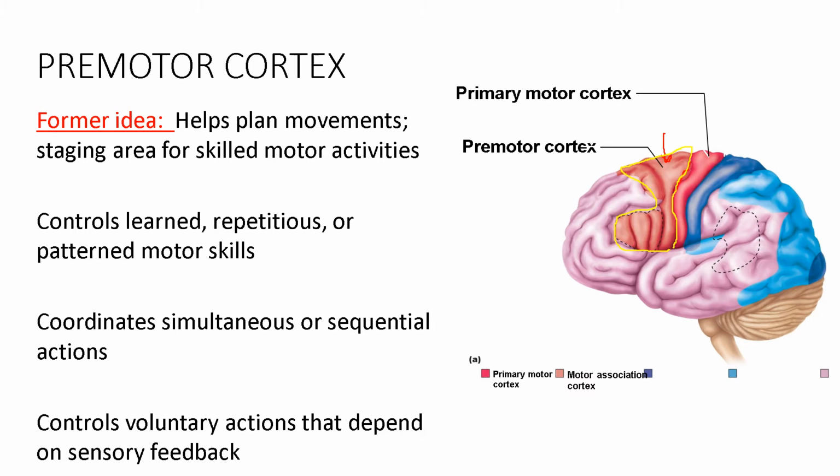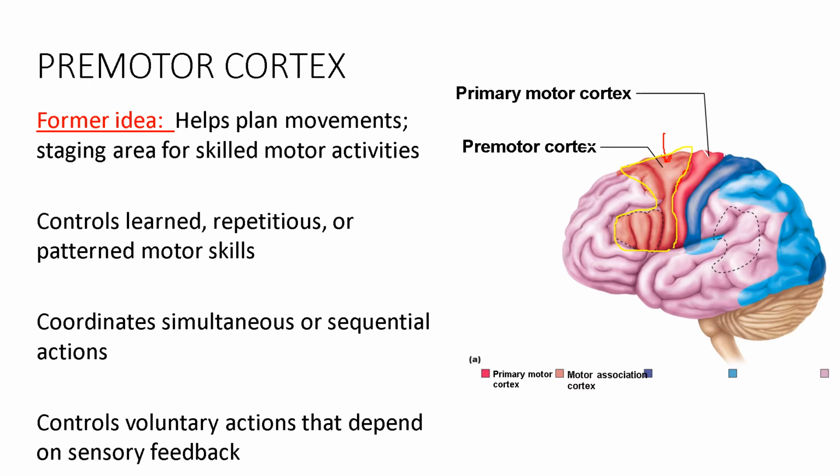Like the primary motor cortex, this area of the brain contains upper motor neurons that are in charge of controlling voluntary movement in the body. For many years, neuroscientists thought the main function of the premotor cortex was to plan motor activities that would then be carried out by the primary motor cortex. What kind of movements? Learned or skilled, or repetitious movements.